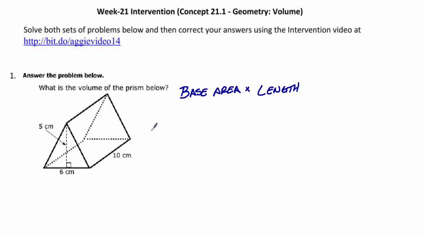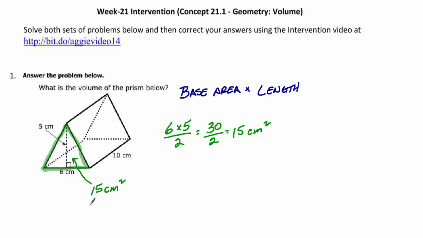In this case, since it's a triangular base, that's the base. Since it's a triangular base, the area is going to be base times height divided by 2. 6 times 5 is 30 divided by 2. 15, in this case 15 square centimeters. That 15 square centimeters is the area of the base.